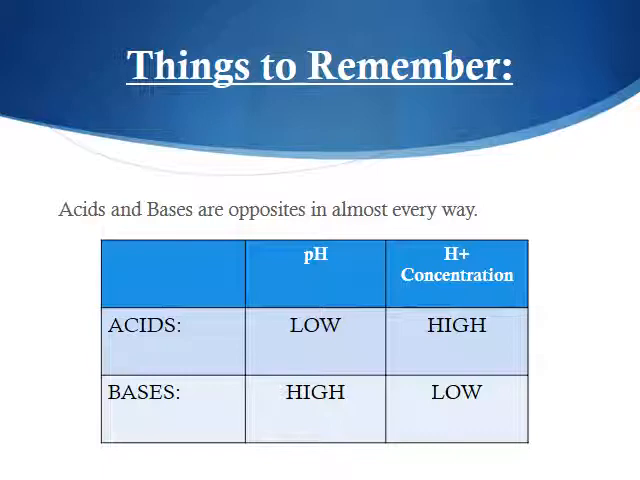So here is a huge thing that you're going to have to remember. Acids and bases are opposites in almost every way. So acids, in terms of pH, have a low amount. In regards to the hydrogen concentration, or the amount of free-floating ions, they have a high amount. So acids: low pH, high hydrogen. Now bases, on the other hand, are the opposite. Bases have a high pH, but they have a low amount of hydrogen concentration inside the solution. So if you can remember this portion of it right here, I think you'll be okay.